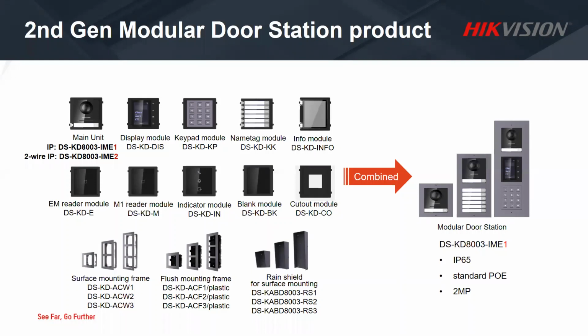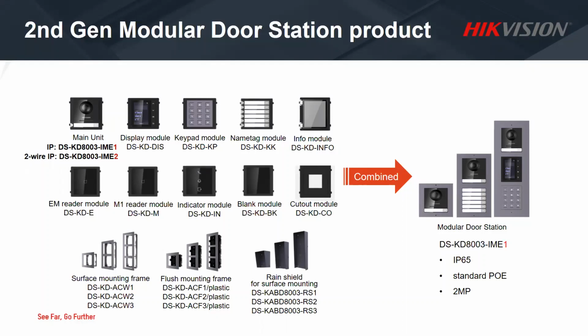Okay, so for the modular, if you want a whole product, you need to choose the main unit. That's an essential one, that's a must-have, the main unit. And then depending on different applications, you choose different sub-modules. And depending on how many modules you have, then you choose the mounting frames. And then the connection between the main unit and the sub-units comes with the mounting frame. Okay, so the network port is on the main unit, of course.